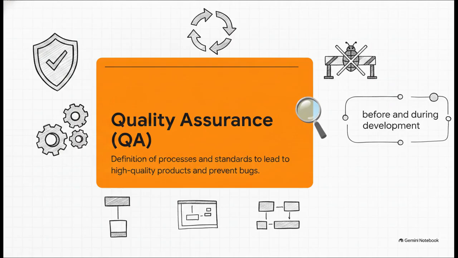The absolute most crucial point here is that QA is about prevention. There is a very common misconception out there, even among working professionals, that QA just means testing the software. That is incorrect. Quality assurance happens before and during development. It's about setting up the right coding standards, the right review processes, and the right methodologies so that bugs are never written in the first place.